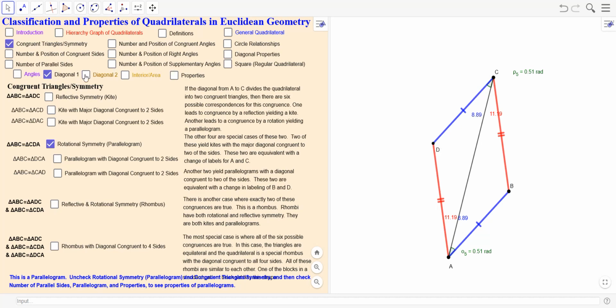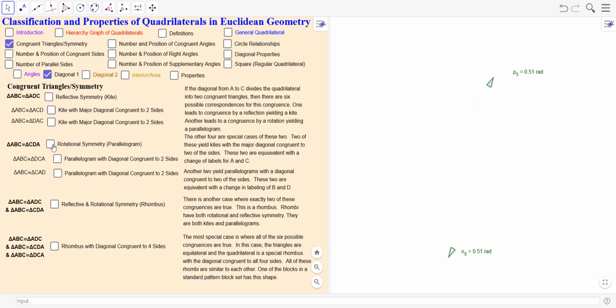Okay, so if we just take the one diagonal, now we have 2 congruent triangles there. Turns out, in this particular case, the other diagonal gives us 2 congruent triangles as well. So we've got some opposite sides congruent this time. And these angles like this are congruent. Okay, there are some other special cases.